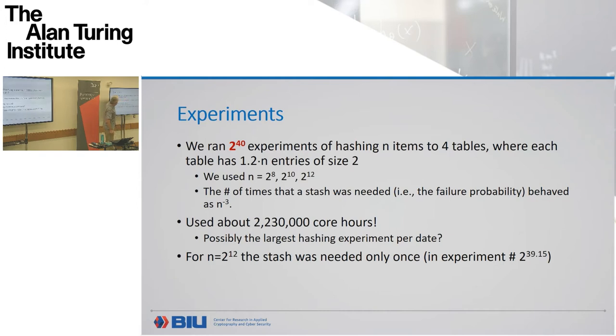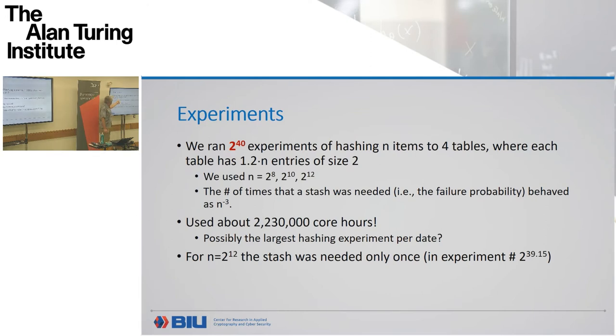Now, this 2 to the 40 is a lot. It's like a million times hashing n items to a table; we end up spending more than 2 million core hours. That's even a lot of money, and if you have to buy it at Amazon, that's a lot, and if you don't have a local cluster to work on.